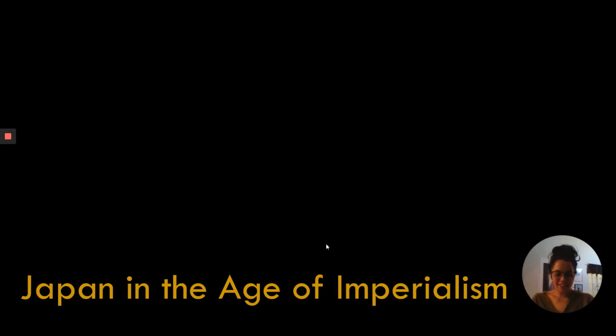Grade 8 here, to continue. We finished our lecture on the age of imperialism in China, and now we are going to continue to Japan. We are going to continue with how imperialism happened in Japan.